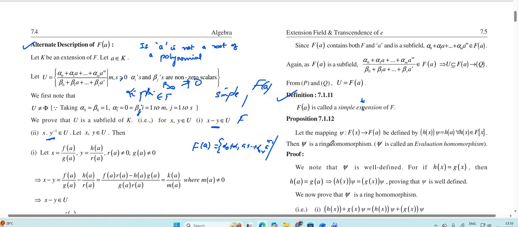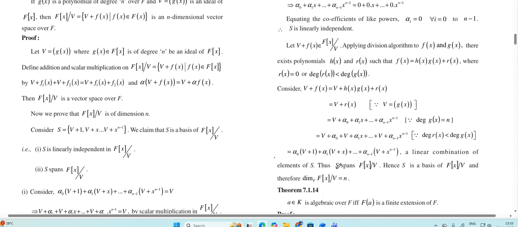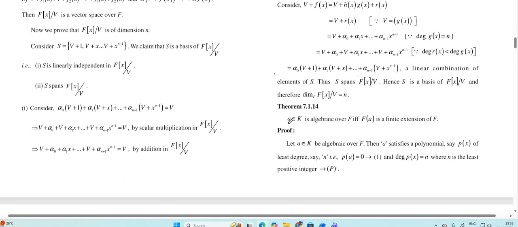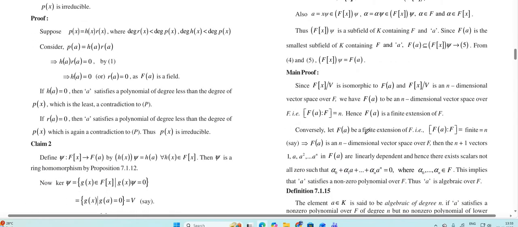So in the next video that we will have, there is an important theorem: A is algebraic over F if and only if F of A is a finite extension of F. For that some preliminary results are needed. So that will be discussed, and with the help of them this theorem will be established. That will be in the next video.